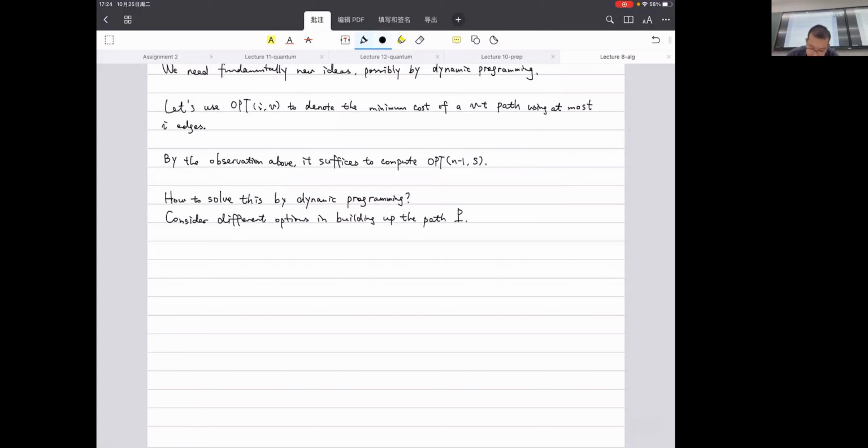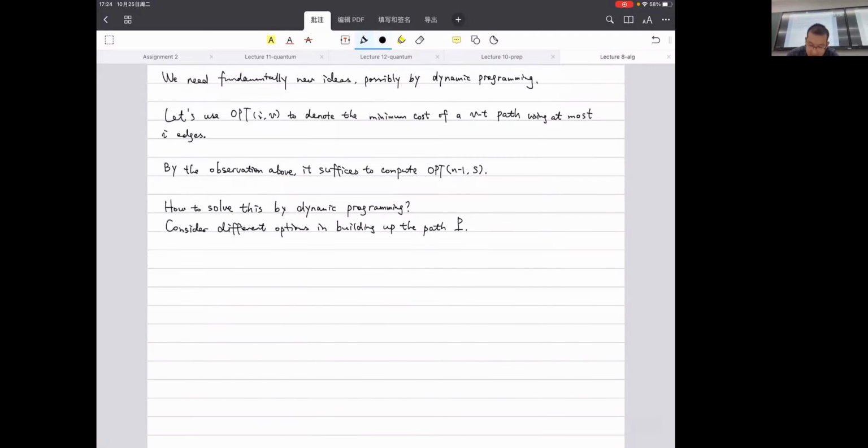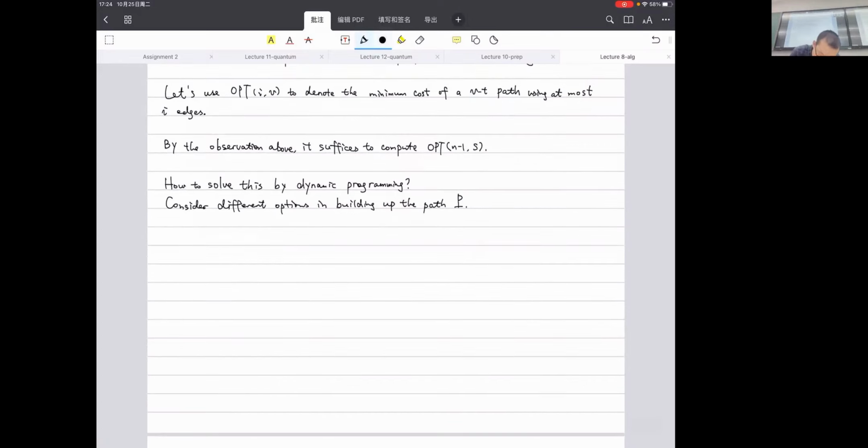Recall that OPT(i, V) here is denoted as the minimum cost of a VT path using at most i edges. So of course, if the path P does not use all the i edges, if it uses at most i minus 1 edges, then OPT(i, V) is going to equal OPT(i minus 1, V). Of course, there is another case: if the path P uses i edges, then after all, we are going to have a first edge. Let's say the first edge.